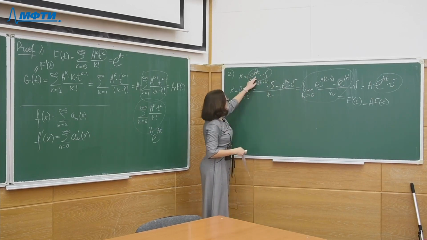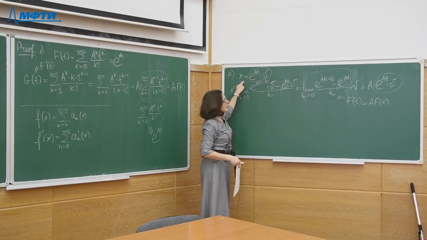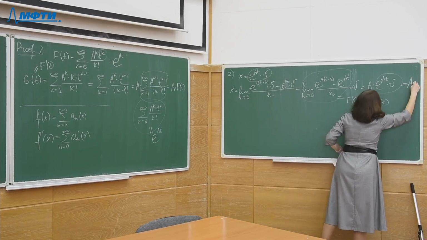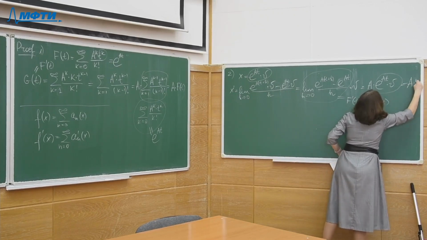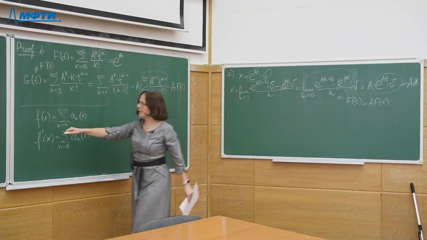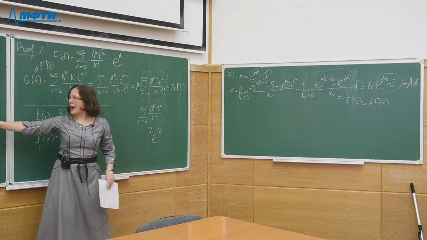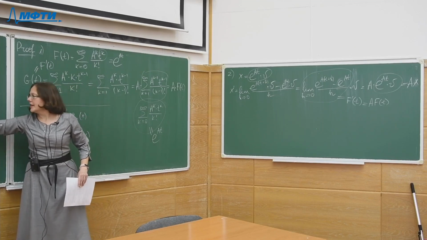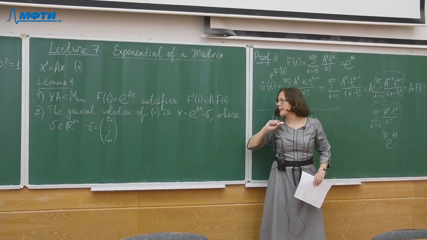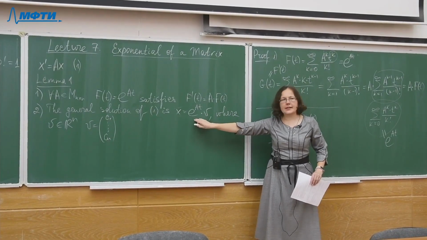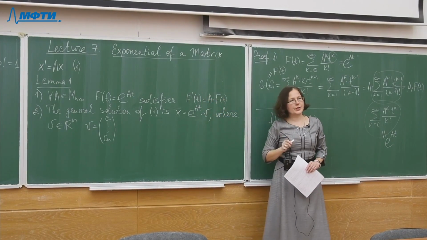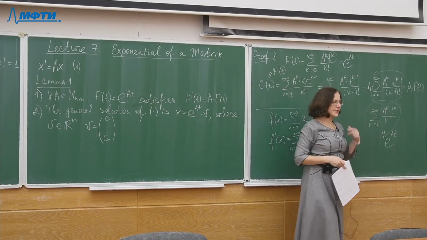So e to the power At times v is equal to x, and so we can see that this is A times x. Okay, so the first part of the second statement is proved. I have shown that if we take x defined by this formula, then this vector x satisfies our equation, right? So this proves the first part.